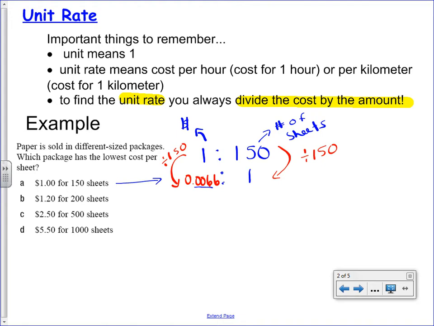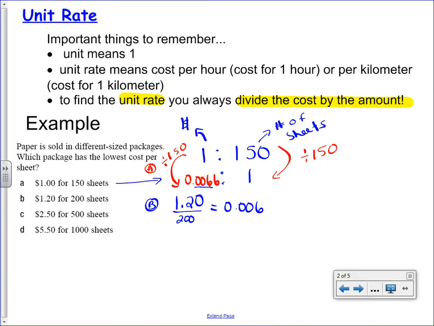So for B, I'm going to write A here. This is what we did for A. For B, if I do the cost divided by the amount, what would I get? What math would I do here? Andrew, can you help me out? I'm doing cost divided by the amount. That's my cost divided by 200. What do I get when I do 1.2 divided by 200, Ben? 0.006. Is there anything else after that?